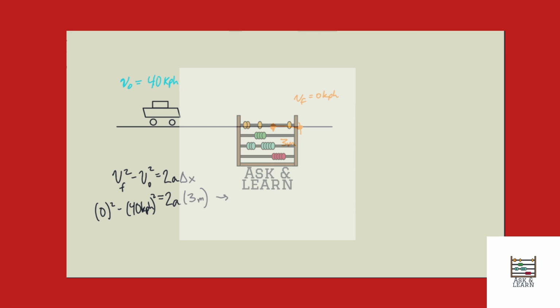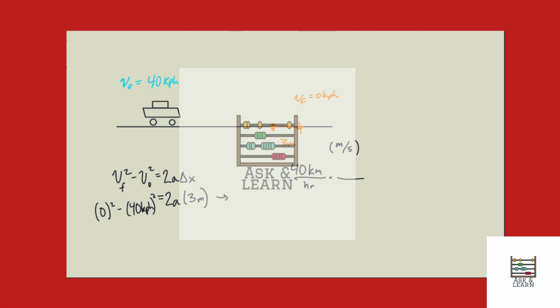So 40 kilometers per hour and 3 meters. These are clearly different units, and we're going to have some trouble here. So we should first convert one of the units into something compatible with the other one. To do that, I'm going to convert 40 kilometers per hour into meters per second.